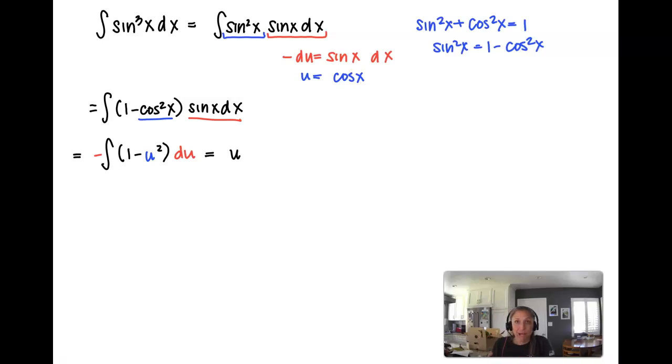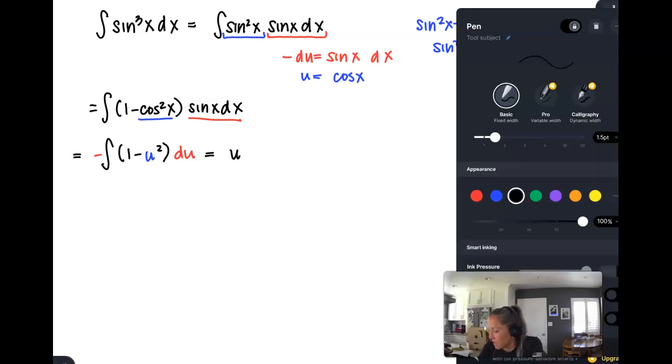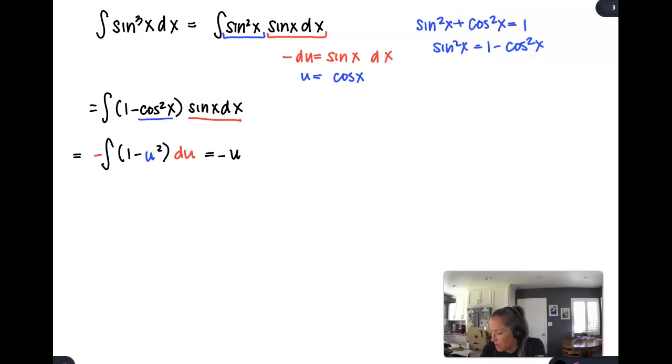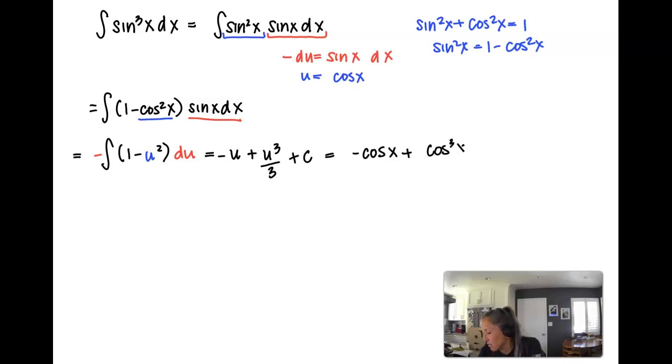A lot of students just went ahead and took the antiderivative of 1 and called it x, not paying attention to the fact that we're doing everything in terms of u right now. So we end up with a negative u plus u to the third over 3 plus c, which gives us our final answer here. We'll plug back in cosine: negative cosine of x plus cosine cubed of x over 3 plus c.